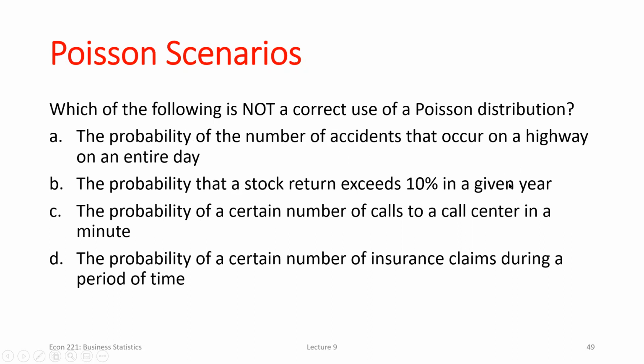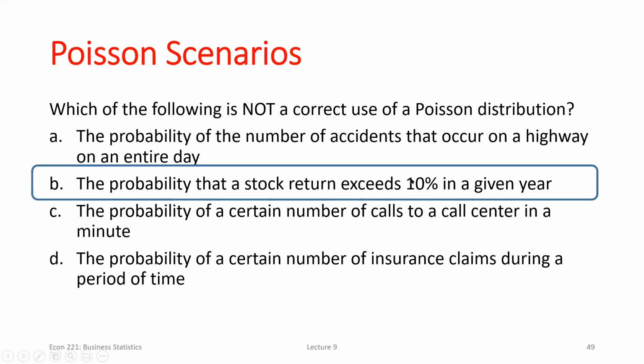The probability a stock return exceeds 10% in a given year. Well, we've got a time period, but what's the probability it exceeds 10%? Well, is 10% a number of occurrences, or is it the average? This doesn't really apply to any type of discrete random variable we've been talking about, because we've been looking at the number of successes or number of occurrences, not the percent return. That doesn't really make sense for us with the Poisson, right? So this is going to be the one that we can't use the Poisson for.